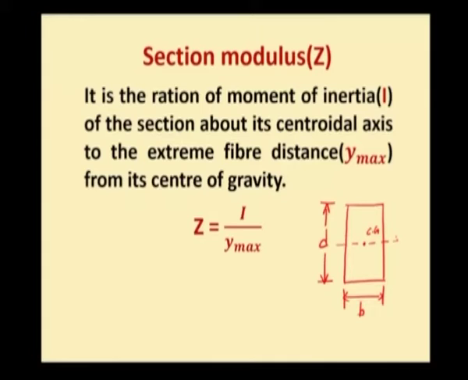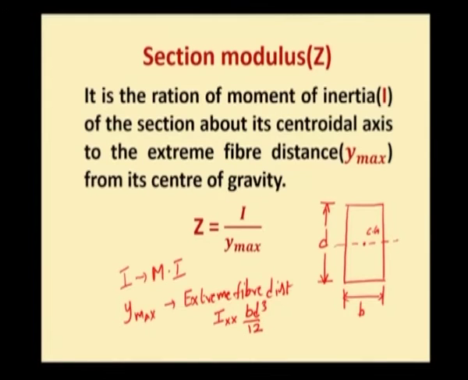Now, according to the definition, section modulus is the ratio of moment of inertia of the given section about its centroidal axis to the extreme fiber distance from the centroidal axis. Here, I is the moment of inertia of the section about its centroidal axis, y max is extreme fiber distance. Now, for a rectangular section, we know the value of Ixx. Ixx is B into d cube by 12.